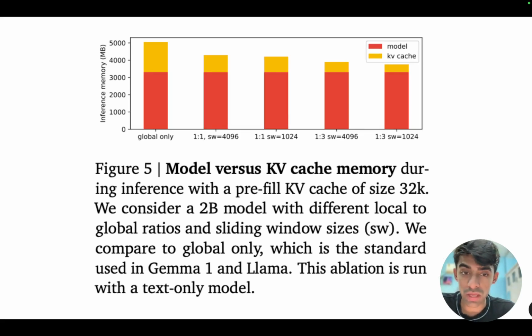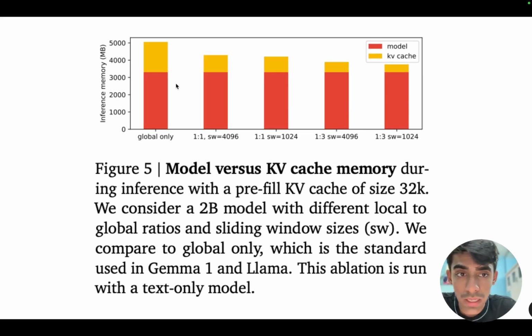Now coming to the KV cache. One more important thing here: they have tried to reduce the KV cache using the whole attention algorithm, the sliding window and global, because the KV cache was making up a whole lot of the memory. So during inference with a pre-fill KV cache of 32K, they considered a 2 billion model with different local to global ratios. If you look at the results, you will clearly see the ratio going down and down, which is what is required.